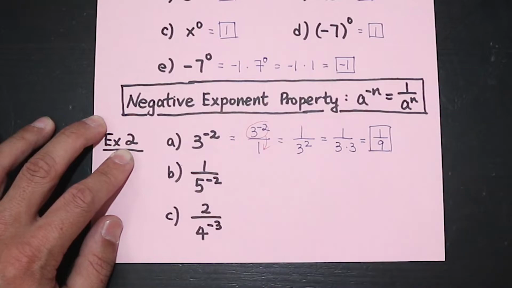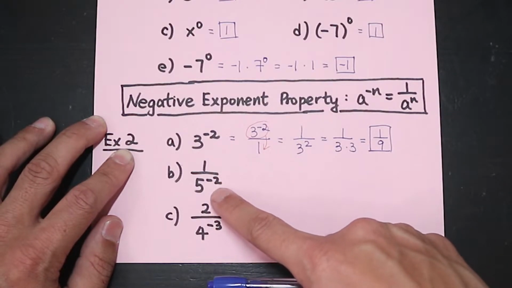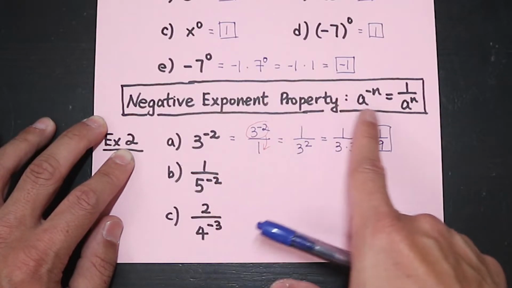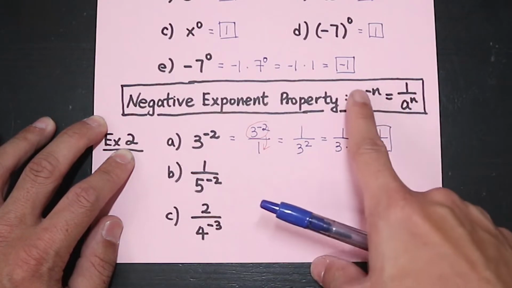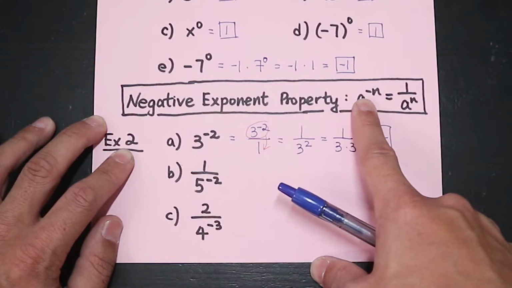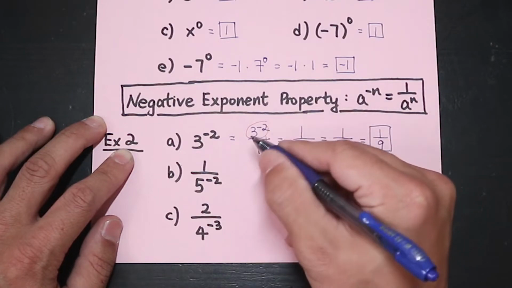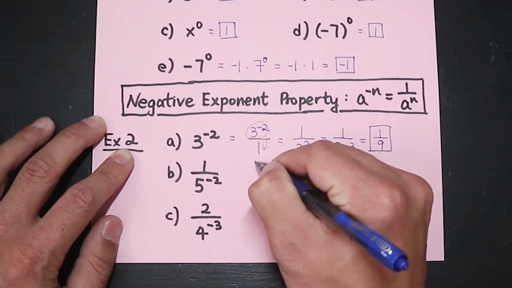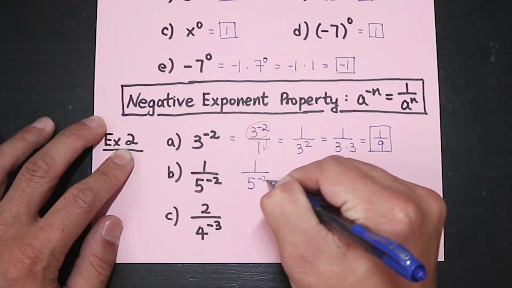Well, let's take a look at part B. What happens if you have a negative exponent on a denominator? What do you do? Because this rule only tells me what happens when the negative exponent is on a numerator. So to do that, I'm going to first copy the problem again. So 1 over 5 to the negative second.